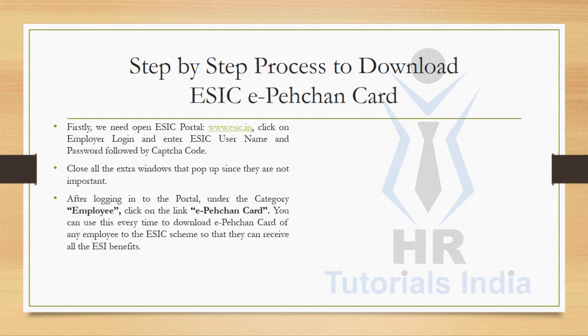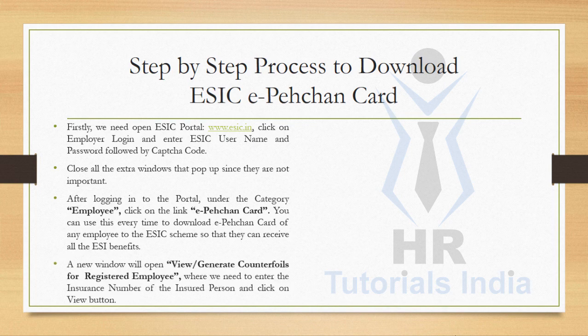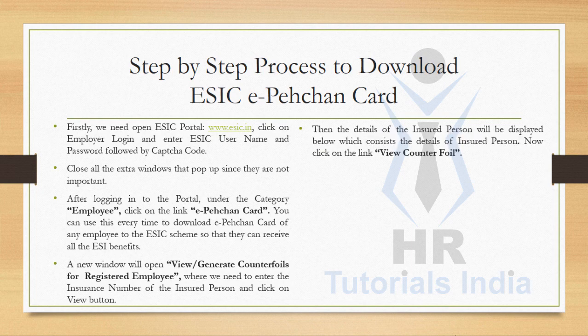You can use this process every time to download the e-Pehchan card for any employee under the ESI scheme so that they can receive all the ESI benefits. A new window will open, View Generate Counterfoils for registered employees, where we need to enter the insurance number of the insured person and click on the View button. Then the details of the insured person will be displayed below. Now click on the link View Counterfoil.